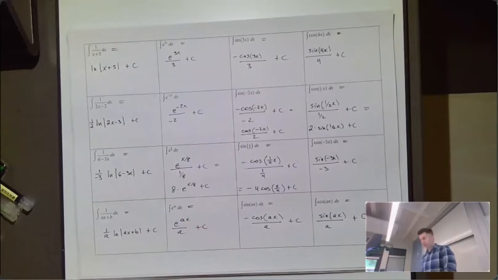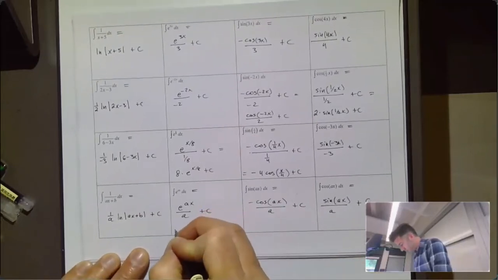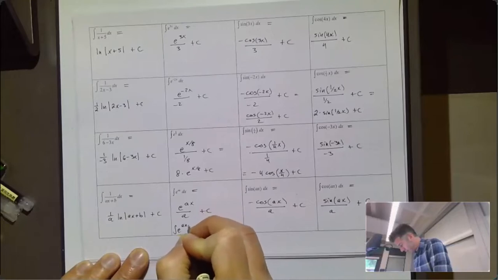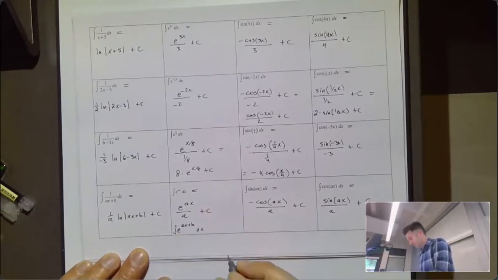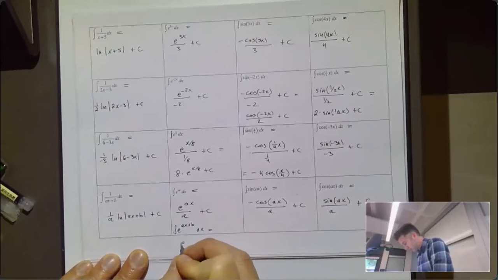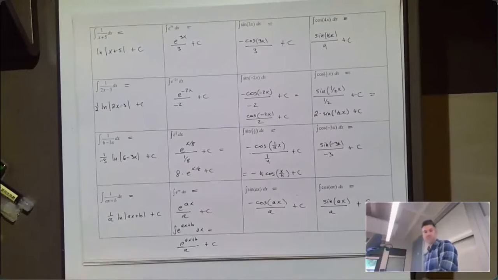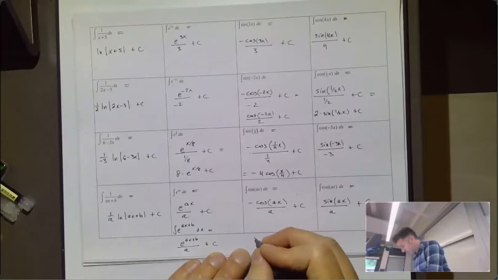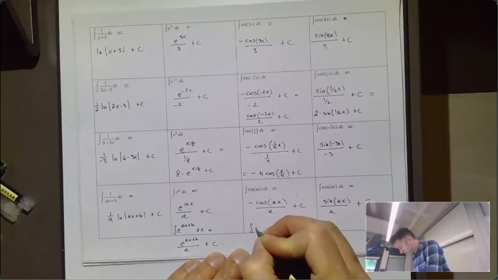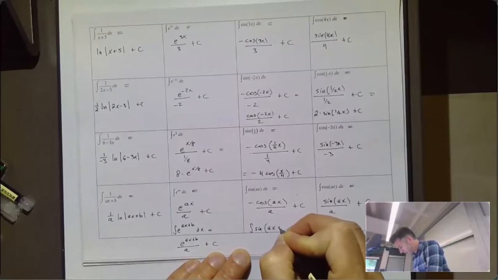In fact, I should point out that for each of these, like the last ones here, you could have actually thrown on a plus b to any of them. So for example, it's also true that the integral of e to the ax plus b dx is still e to the ax plus b divided by a. Because when you differentiate e to the stuff, you get e to the stuff, times the derivative of the stuff, which is a.